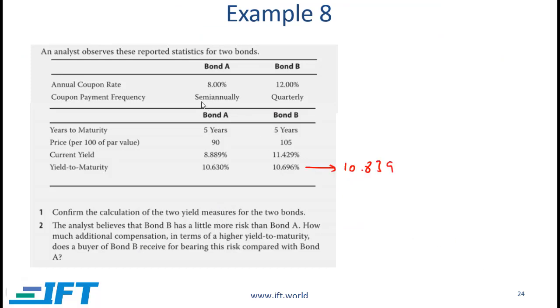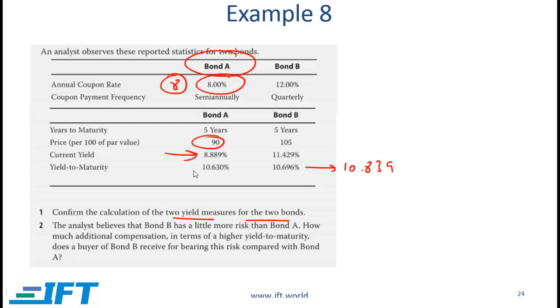Here I'll simply explain what needs to be done, and then you can do the calculations and double check with the curriculum. Confirm the calculation of the two yield measures for the two bonds. Let's take bond A, and we are given the current yield. The current yield is simply the coupon payments over the next 12 months, which would be 4 and 4, that is 8, divided by the quoted price, which is the flat price, of 90. So 8 over 90 will give us this number.